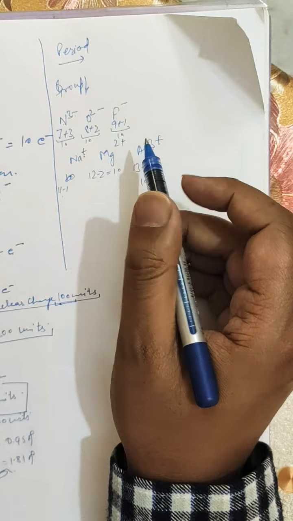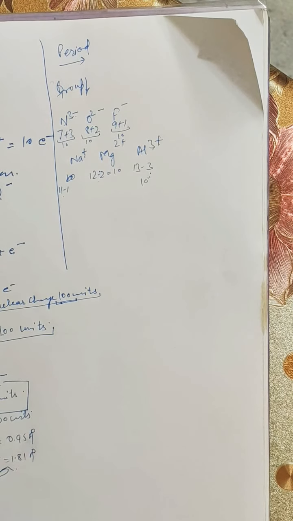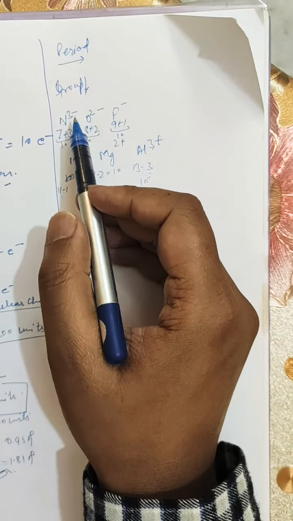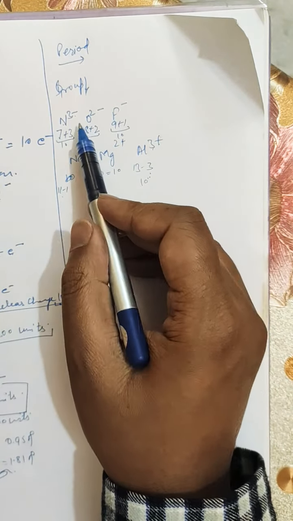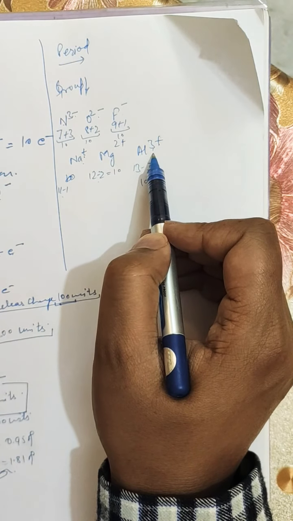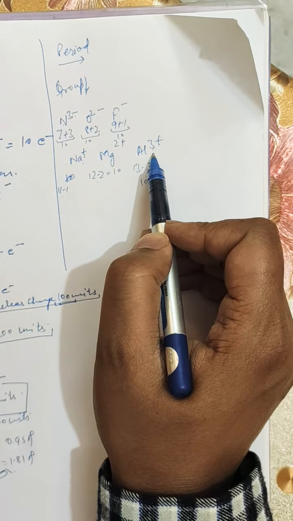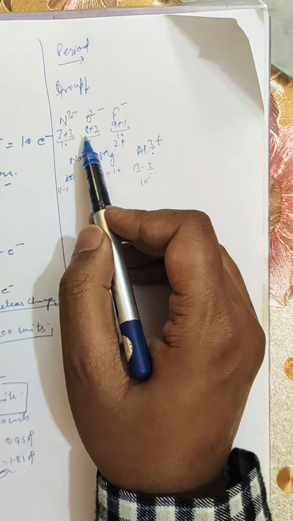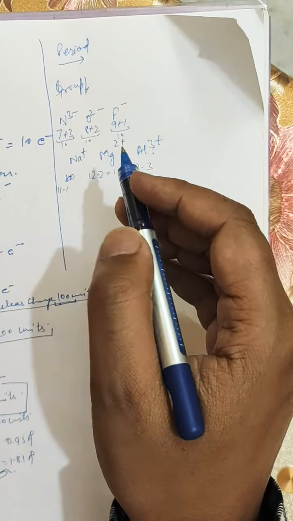So let me come back to our basic statement of this trend. For an isoelectronic series, the ionic radius decreases as the nuclear charge increases. So see here, nuclear charge is increasing toward aluminium. Here minus 3, minus 2, minus 1, plus 1, plus 2, plus 3. So size decreases.